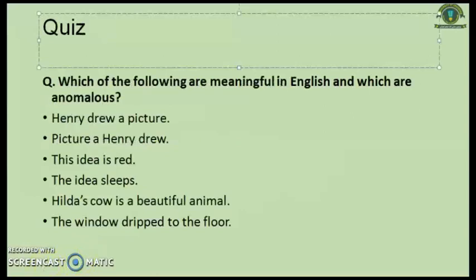Here at the end of this topic, a quiz is given about the anomaly or the semantic anomaly. Students have to identify which of the sentences are based on meaningfulness or which of the sentences are given in anomalous expressions. So here is the quiz for you.